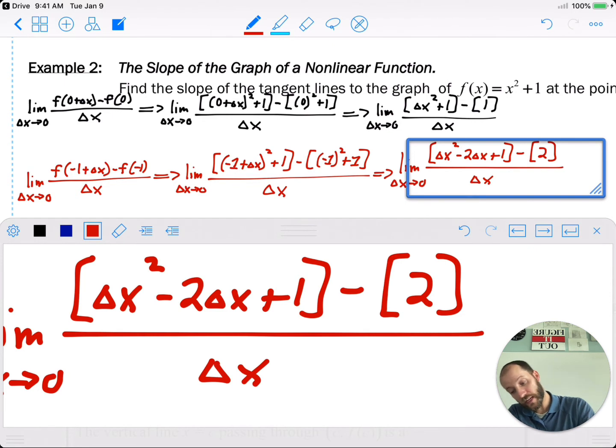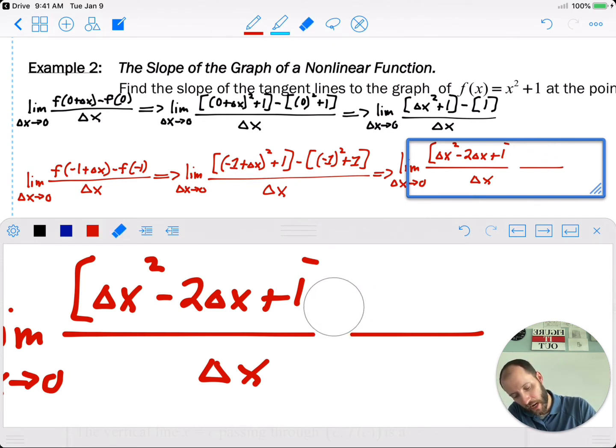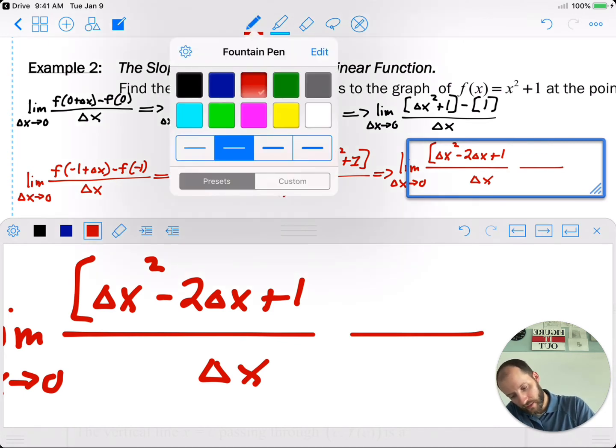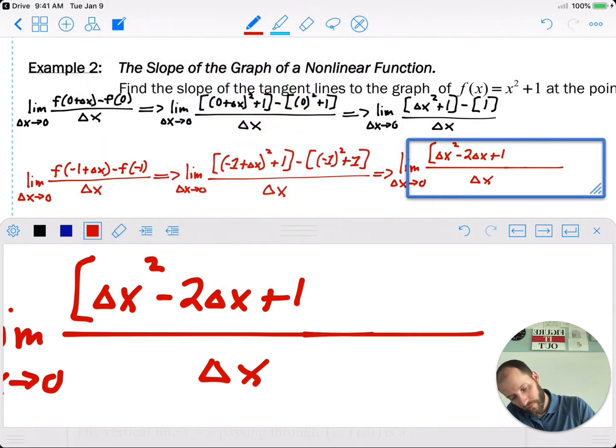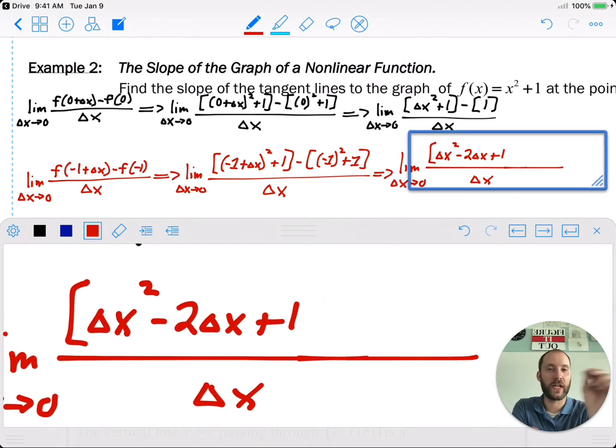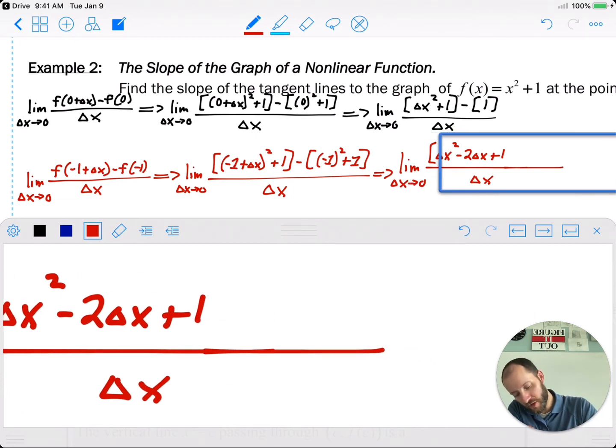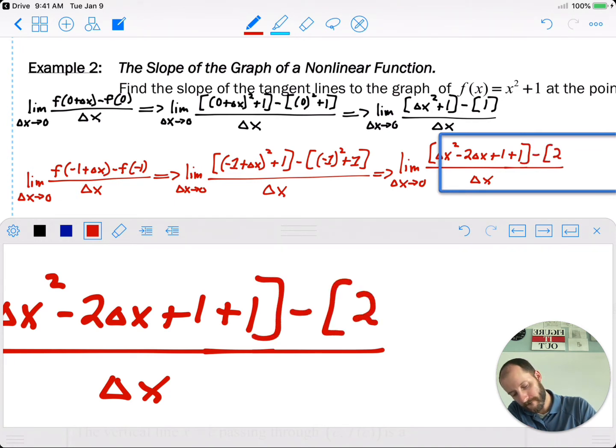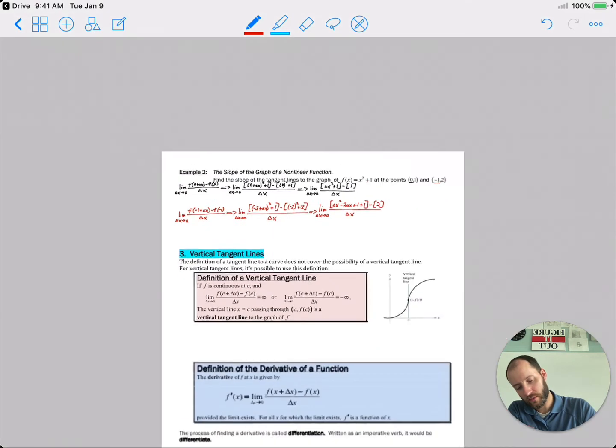delta x. And I totally forgot. Kind of in my mind thinking, how did this cancel? I forgot I expanded the binomial: delta x squared minus 2 delta x plus 1. Then the original quadratic has a plus 1 again. So there we go. That looks better.